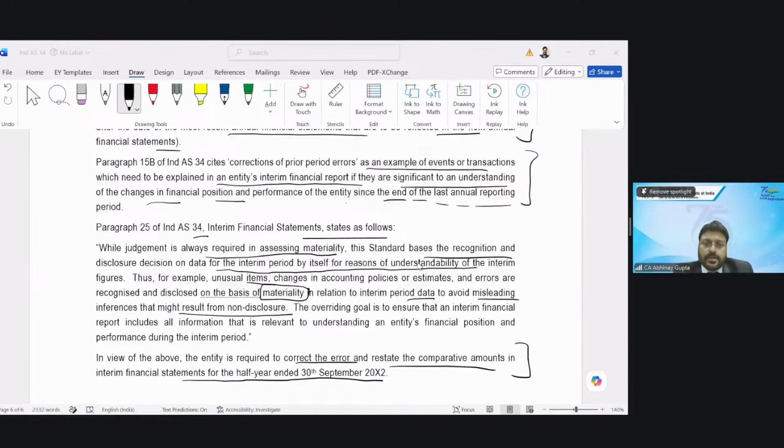Any questions, Samanathan or Manish or any other? Anybody wants to ask anything? Okay, perfect.